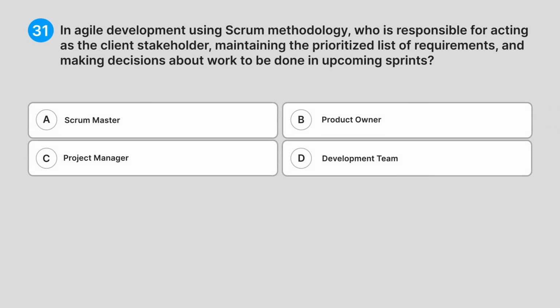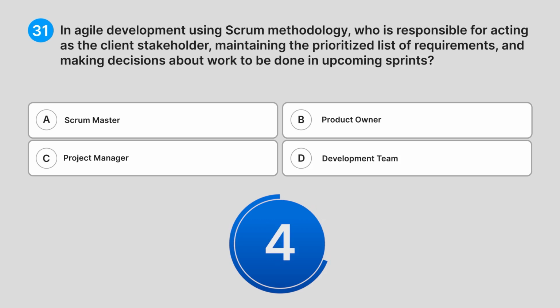31. In agile development using Scrum methodology, who's responsible for acting as the client stakeholder, maintaining the prioritized list of requirements, and making decisions about work to be done in upcoming sprints? A. Scrum Master, B. Product Owner, C. Project Manager, D. Development Team. Can you guess the answer?